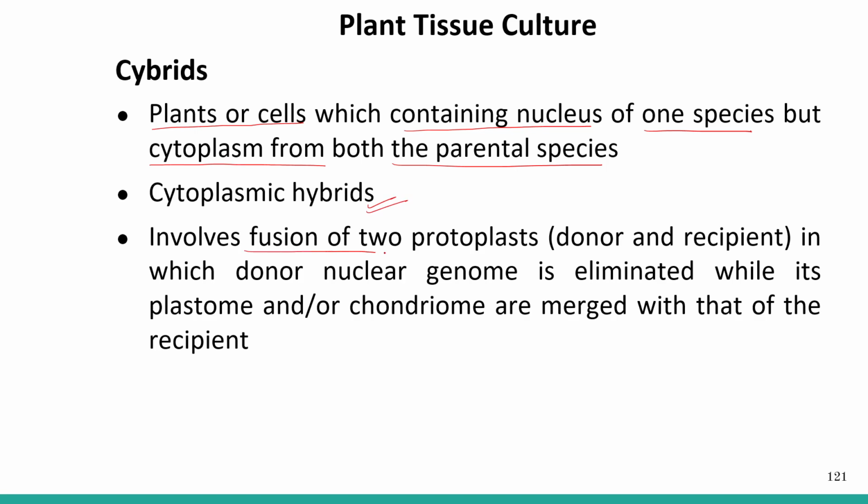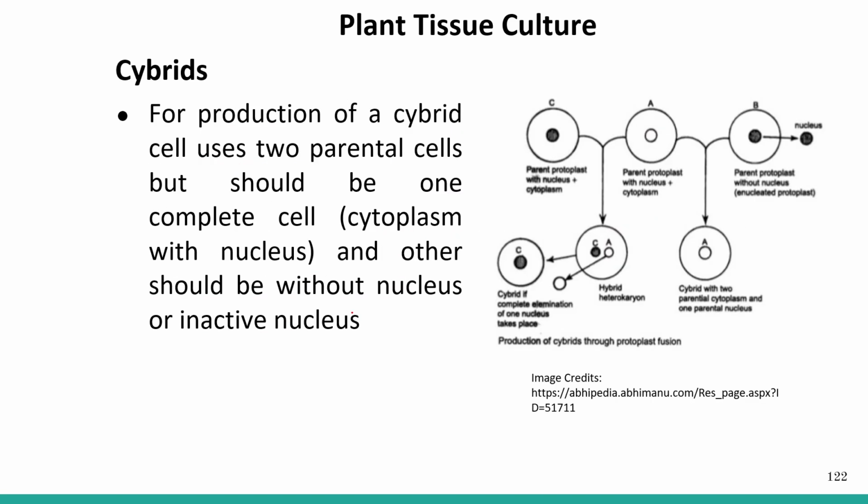That involves the fusion of two protoplasts, donor and recipient, in which the donor nuclear genome is eliminated while its plastome and/or chondriome are merged with that of the recipient. For production of a cybrid, we use two parental cells, one should be a complete cell, that is cytoplasm with the nucleus, and the other cell without nucleus or with an inactive nucleus. So this is very, very important, and we have already discussed the two ways of formation of the cybrids.